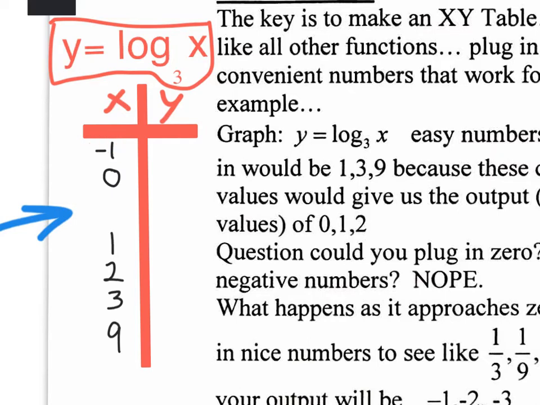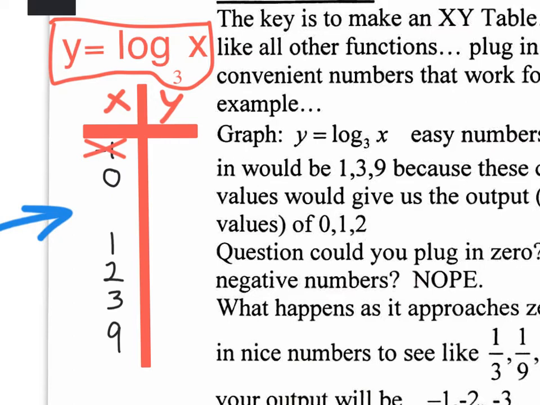I cannot plug in -1. It just doesn't work. Because when you think about the concept of logarithms, you're thinking the base, 3 to what power gives me -1? There is no such power, it doesn't work. You can't get a negative output. Does that make sense? Now this is a little confusing because we're talking about inputs here.